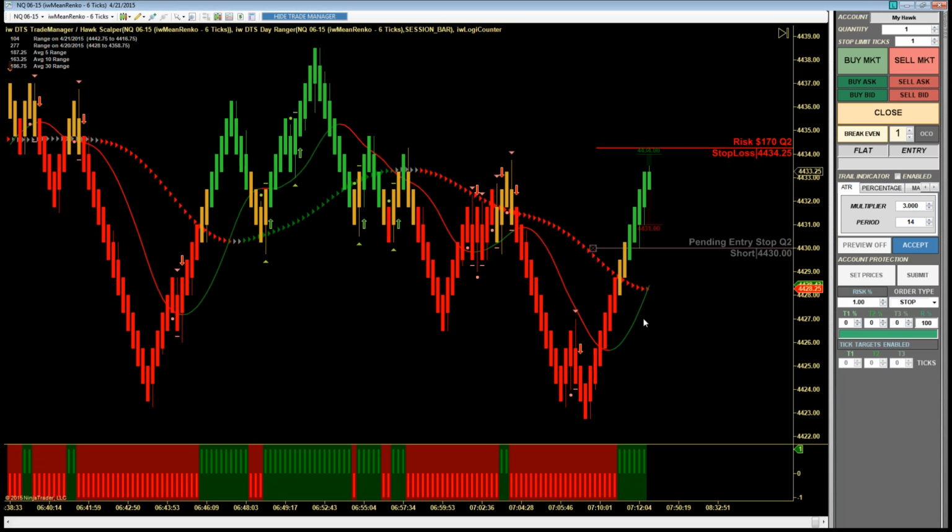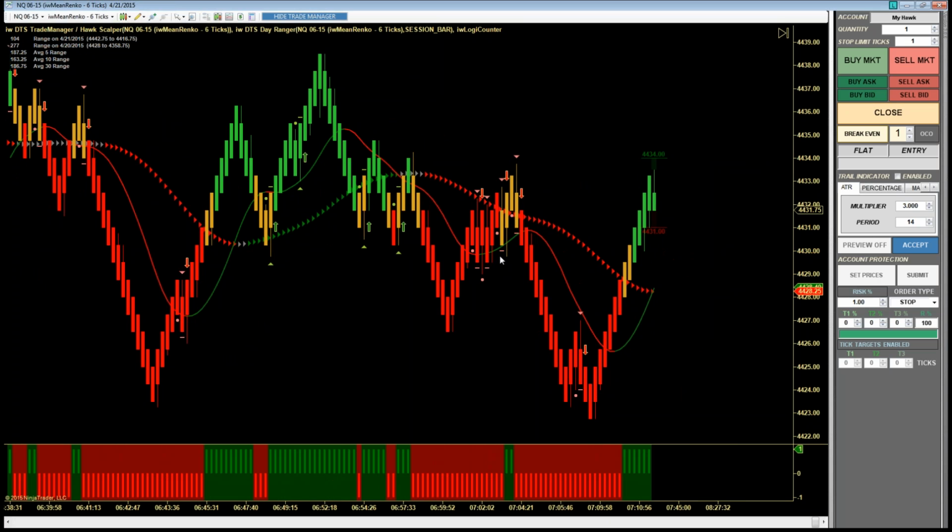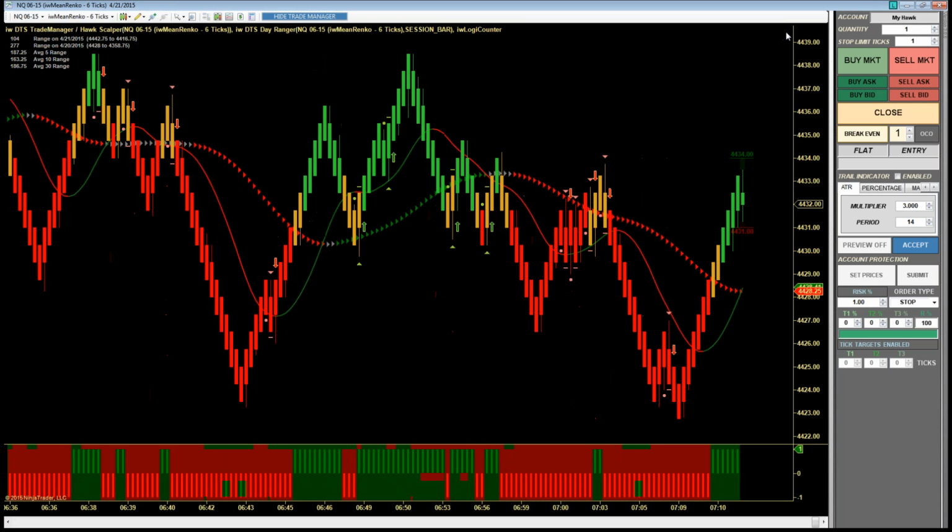All right. And now they're running away, so that nixes that. But look at how unusual this is, right? There has to be a move lower here, but we're just not seeing it.